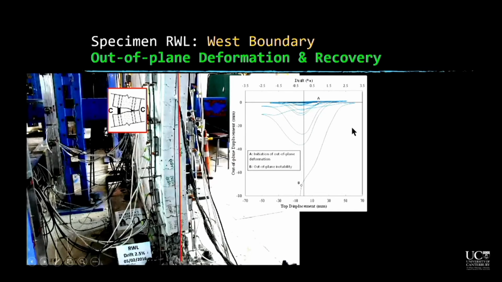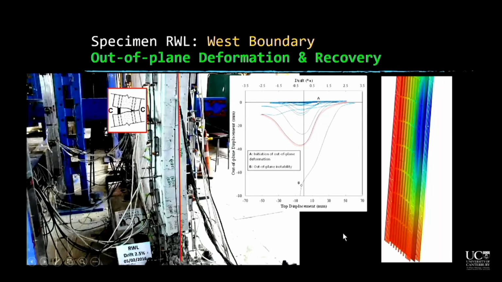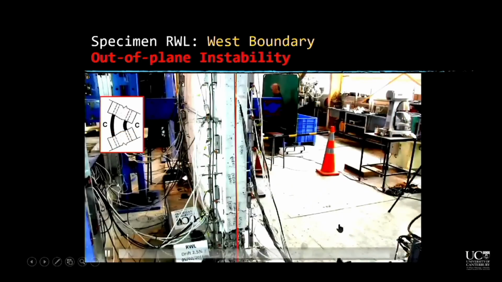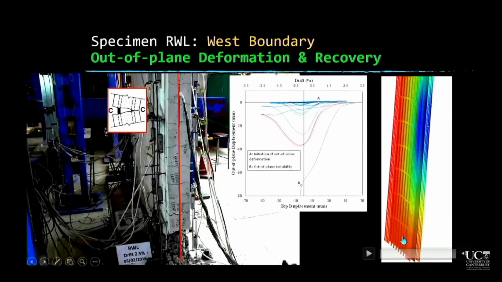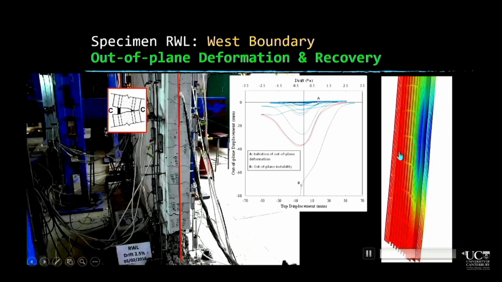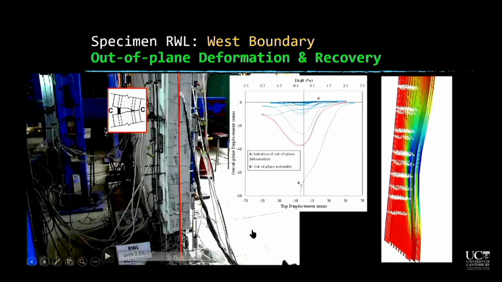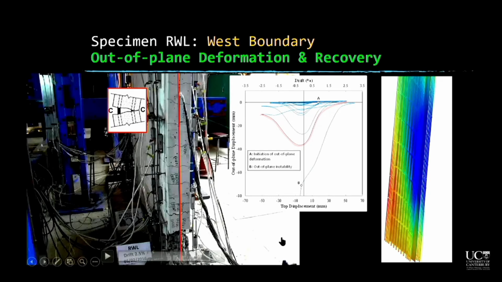This plot shows the history of out-of-plane deformation. The out-of-plane deformation increased and then recovered, which was successfully captured by the numerical model. So the numerical model captured the development and recovery of out-of-plane deformation for this given drift level that was applied.